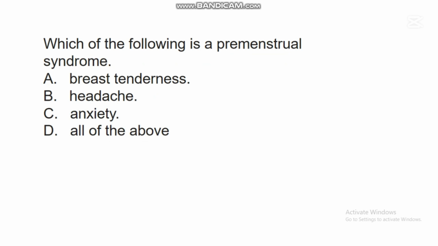The next question says, which of the following is a premenstrual syndrome? A. Breast tenderness. B. Headache. C. Anxiety. D. All of the above. In this question, the correct answer is D. All of the above. So all these options are premenstrual syndrome. They occur a few days before the onset of menstruation.